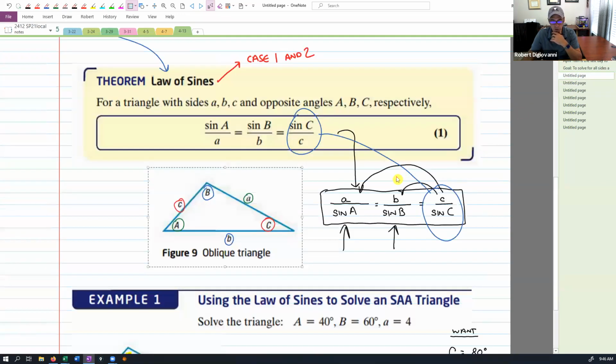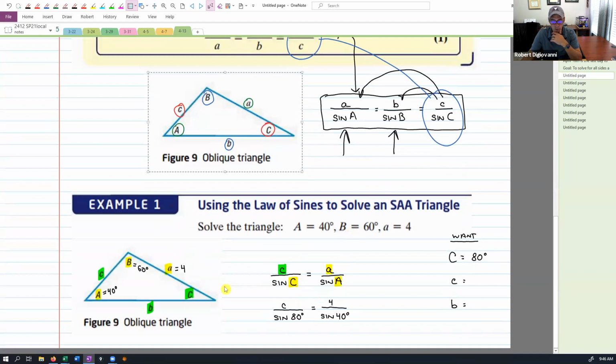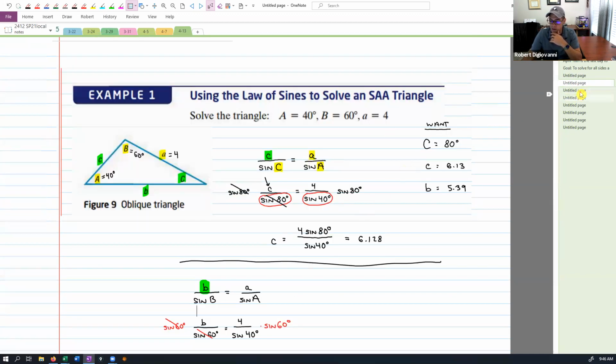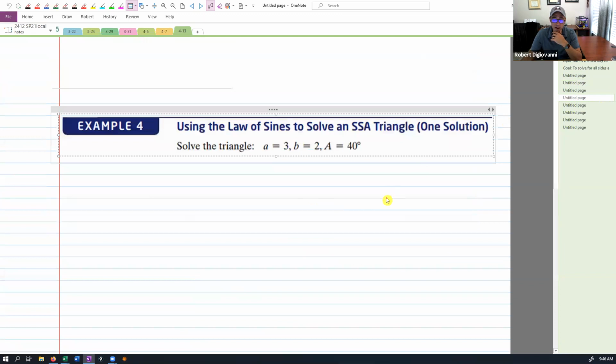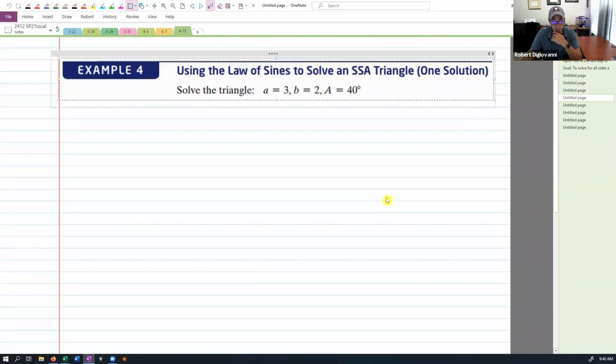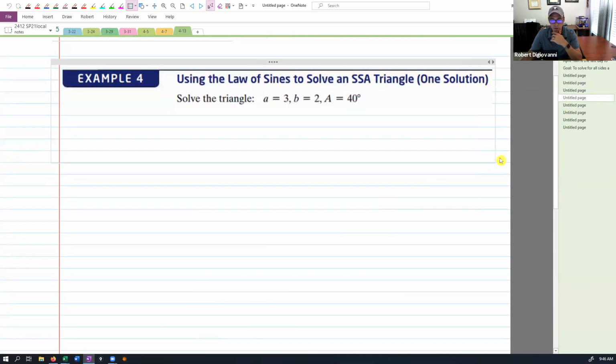So the first 2 examples we did, everything worked out great. We solved the triangle, no big deal. Now we have a situation where, oh, wait, hold on, it's possible to have no solution. And now we're gonna have another problem. Okay, let's do this one. Why don't I give you a few minutes to see if you can solve this one on your own.